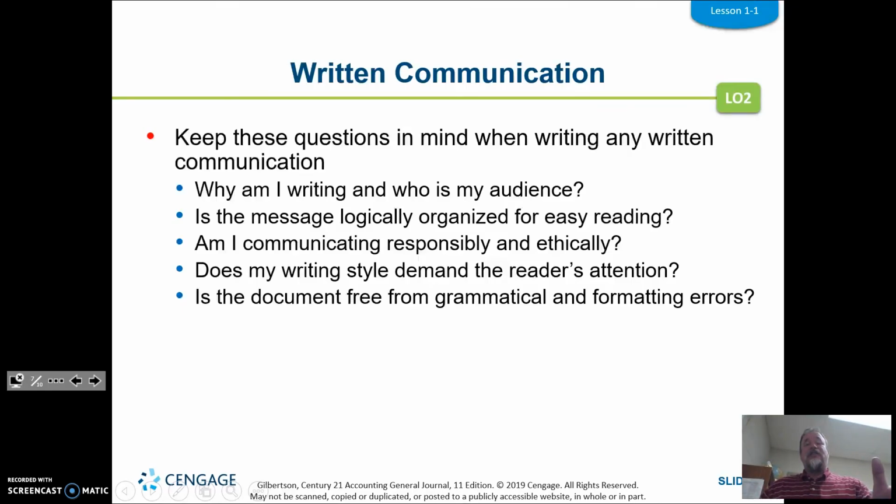In the message, is the message logically organized and easy to read? Do things flow from one point to the next? Am I communicating responsibly and ethically? Does my writing demand the reader's attention, or are they going to drift off and think about other things? And finally, is the document free from grammatical and formatting errors?